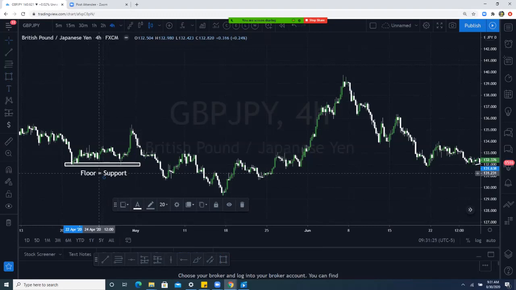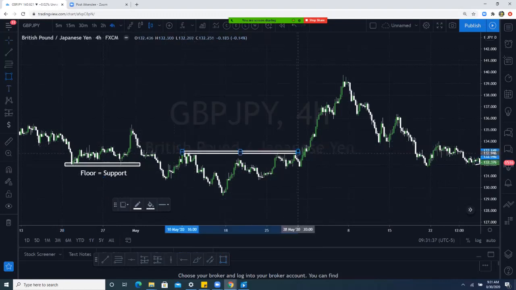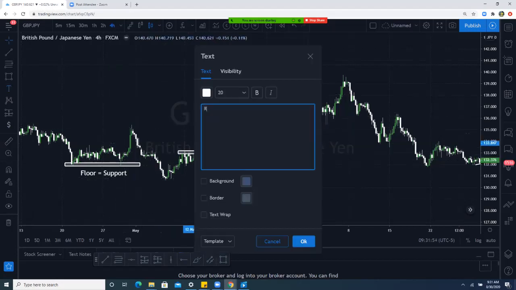A resistance is going to be a level or area where price comes up to it and the momentum stops in that area. An example of resistance would be right here. This would be resistance because price is coming up to that area and is getting rejected off of that area. Resistance is on the top, floor is on the bottom, support is on the bottom. So this would be resistance. These are horizontal support and resistance. Resistance equals ceilings.